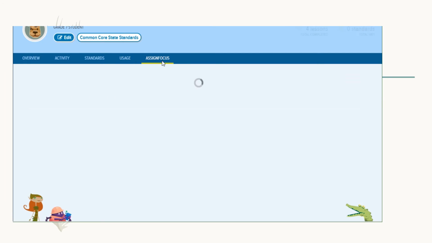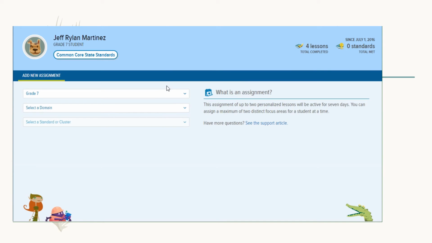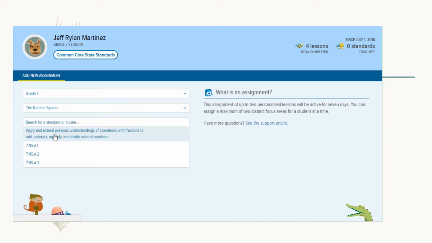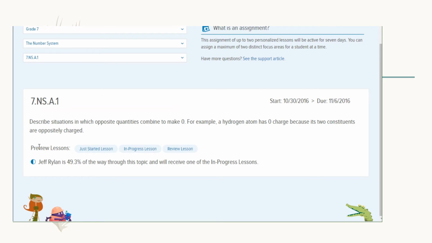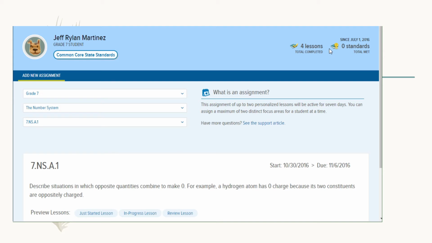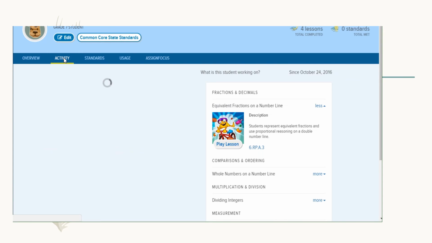And this is where I can assign the assignments to the students. So you go right here to add assignment. You can pick the grade level and the domain. And you can pick the cluster or specific standard. If you pick the cluster, it will be a variety of lessons throughout all the standards, or you can just do the specific one, depending on what is supporting your learning or the student's learning. And it shows where they're at. Dreambox is an excellent way to see where students are and how they're learning.